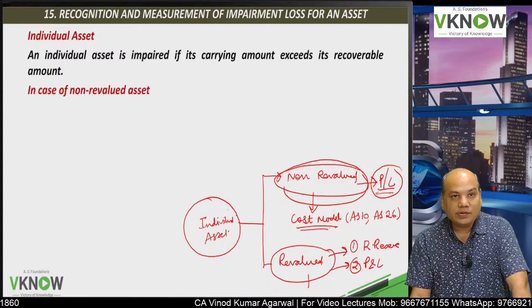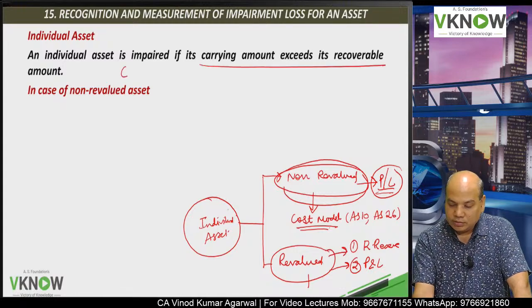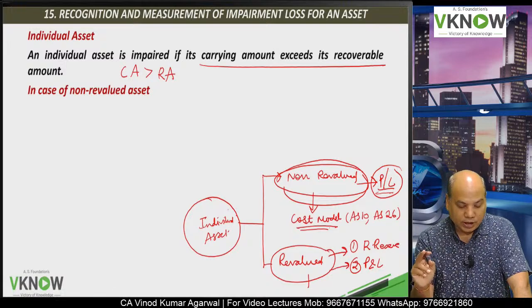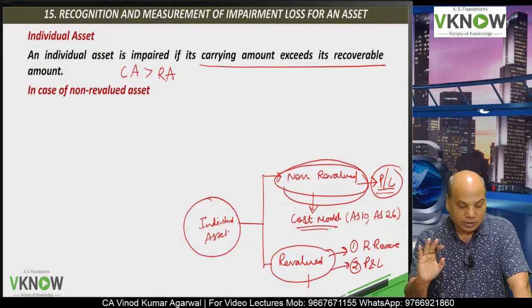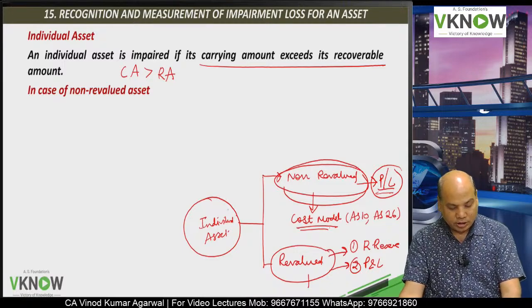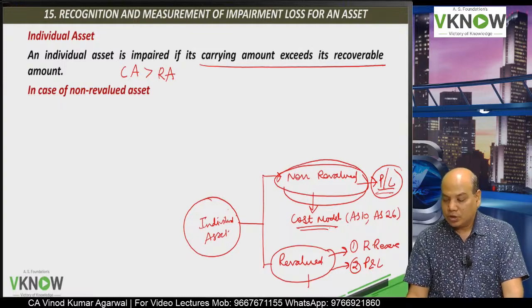An individual asset is impaired if the carrying amount is more than recoverable amount. If carrying amount is less than recoverable amount, there is no impairment. Then there is no impairment, and therefore you don't need to provide for impairment loss.